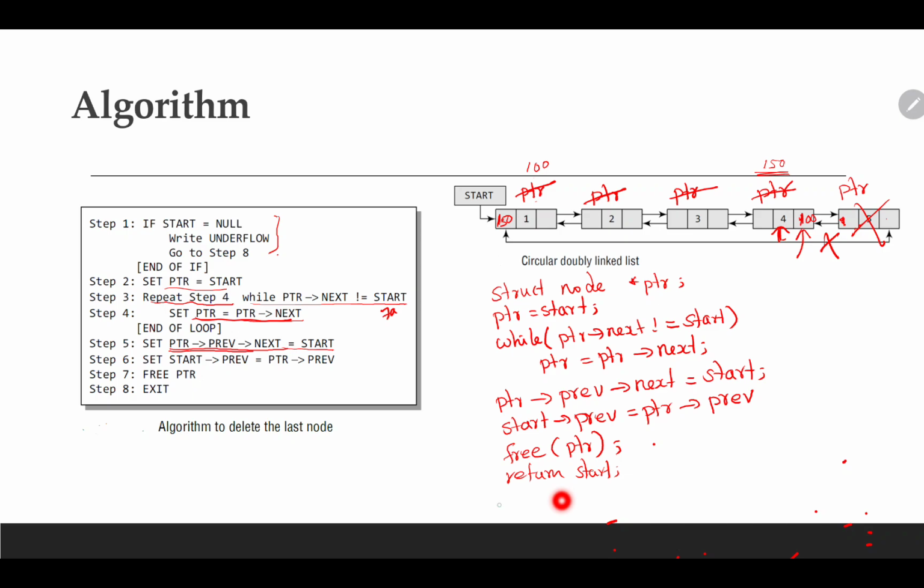So this is the code for deleting the last node. Here we are checking this condition. By using this condition, we find the start node, and we are deleting the last node from the list. So this is about the circular doubly linked list deletion.